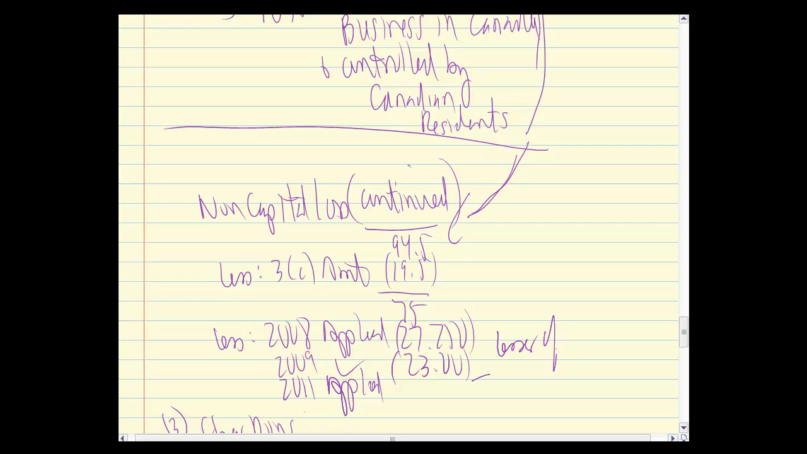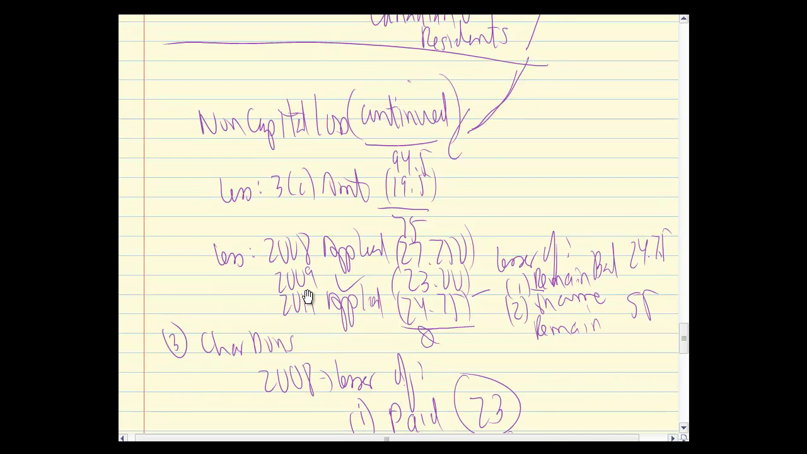Lesser of remaining balance, which is how much? 24,750. 24,750. And the balance is 55,000. Income remaining, which is how much? 55? Yep. So you're going to do 24,750. 2012. Okay? So I will pretty it up.